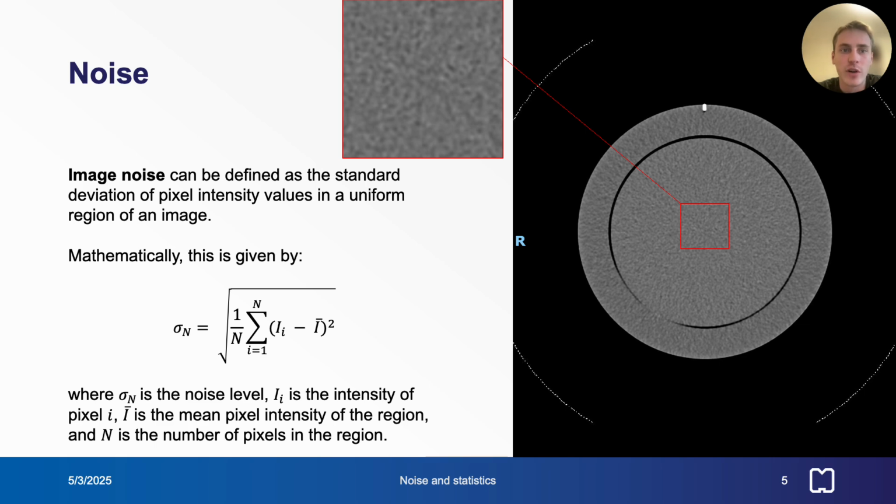Image noise can be defined as the standard deviation of pixel intensity values in a uniform region of an image. Mathematically, that is given by the square root of the average square difference between each pixel value and the mean pixel intensity within that region.